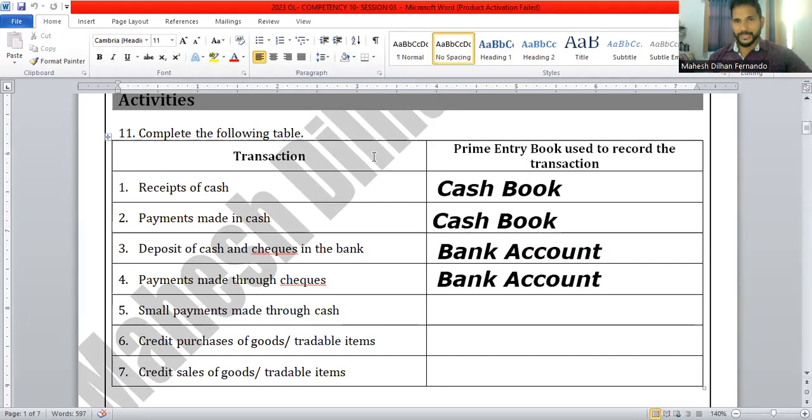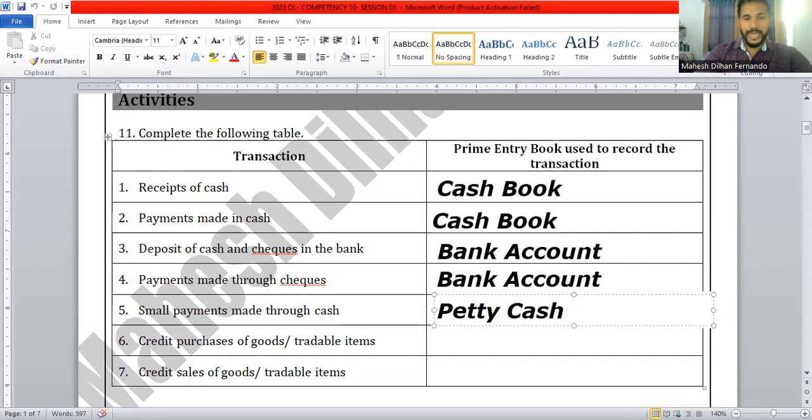So write down the answers. Number 5, small payments made through cash. What is that prime entry book? Petty cash book.